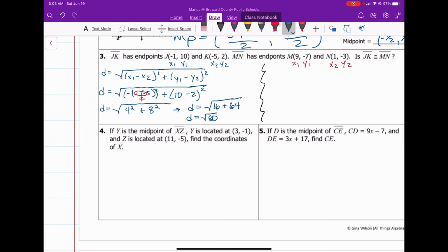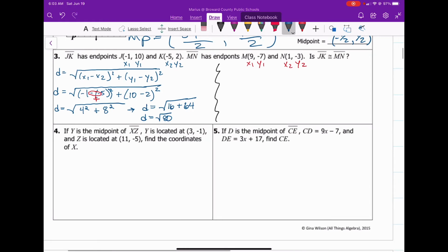Now, for the sake of answering this question, we don't necessarily have to simplify the square root of 80. It can be simplified, but if we're just trying to answer, are they congruent, we can just stick with this part of the answer. So let's figure out what the distance is for MN.